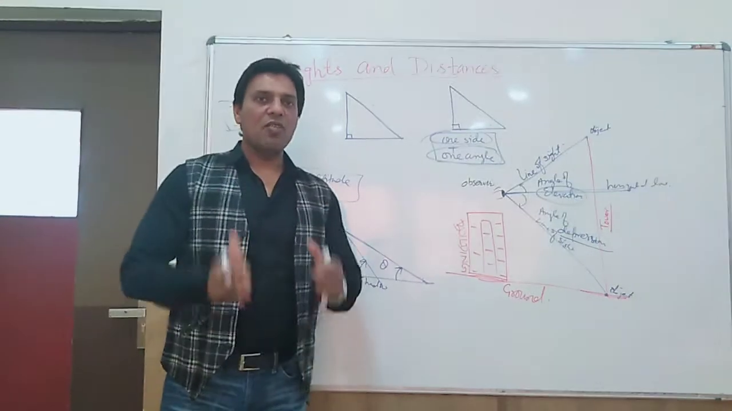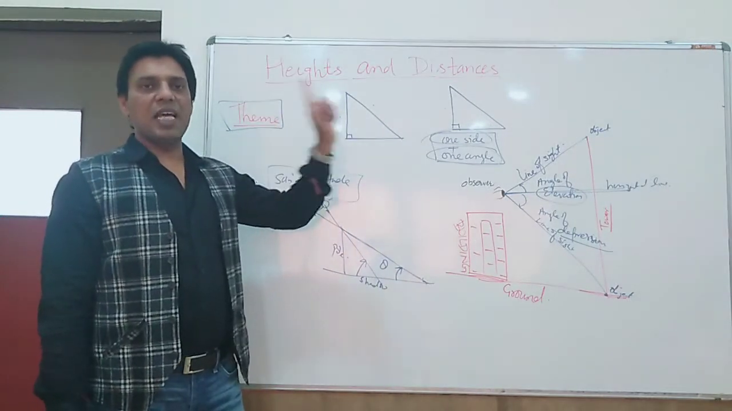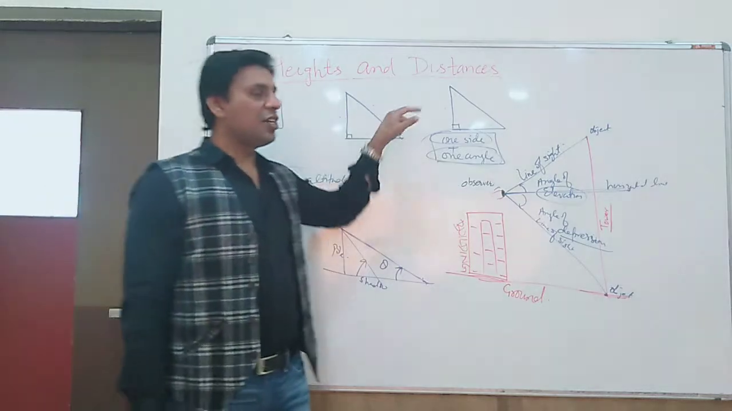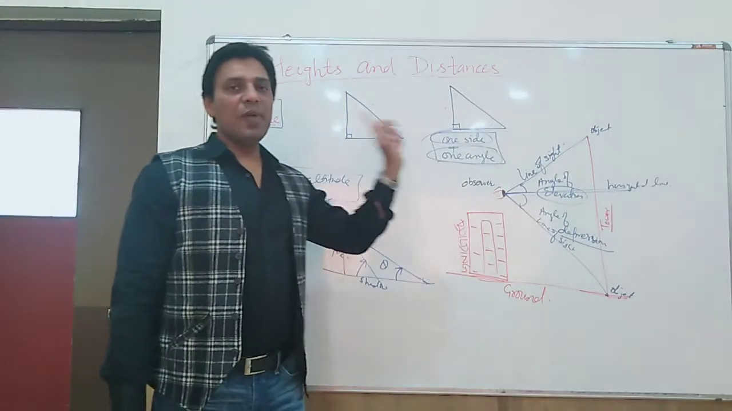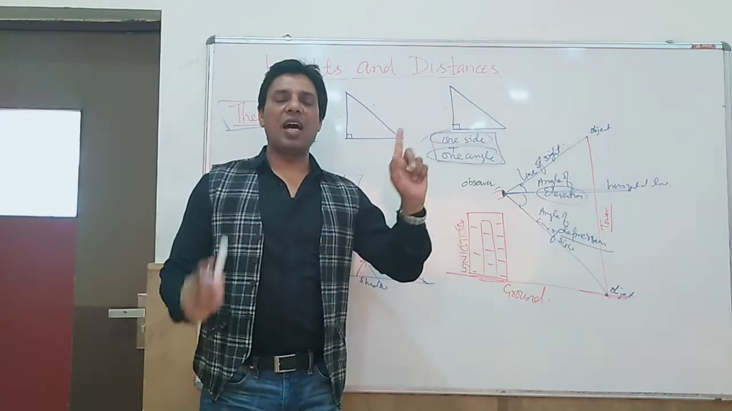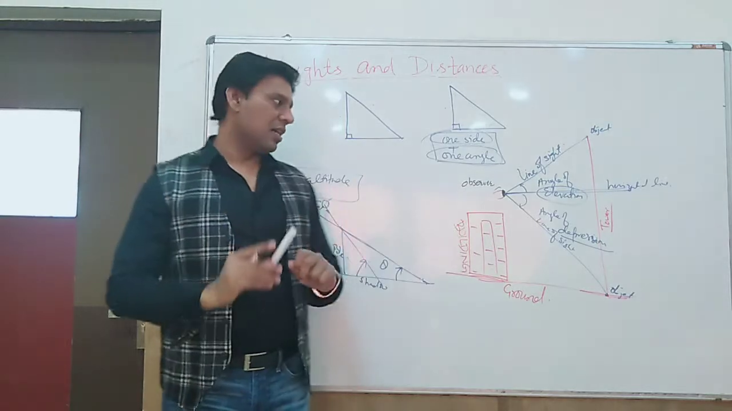So I am repeating what I have told you. Number one, in Pythagoras, if two sides are given, you are able to find the third side. But in trigonometry and especially in height and distance, we will be given one side along with one angle, and we can calculate the rest of the sides and the rest of the angles.